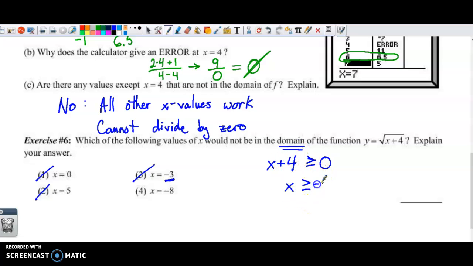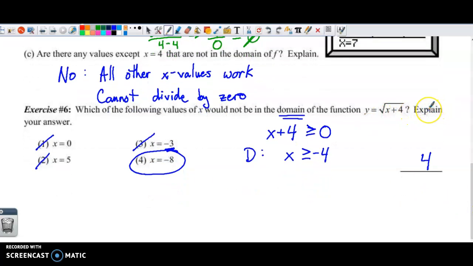If you were to subtract 4 over, the domain would be any values at least bigger than -4. So that's why -8 does not work. -8 plus 4 is -4, and we cannot square root -4, which is why option 4 is incorrect. So as far as explaining your answer, I think that's good work right there. Interval notation, we would write that as -4 to infinity. And that's something we might just need to practice as we progress through this unit.